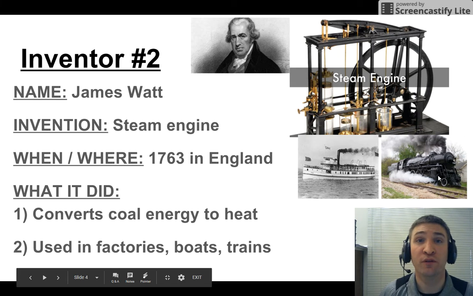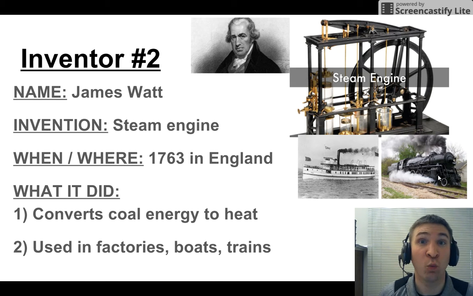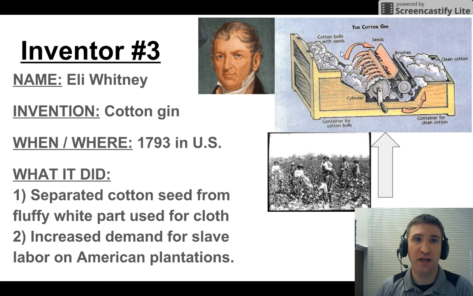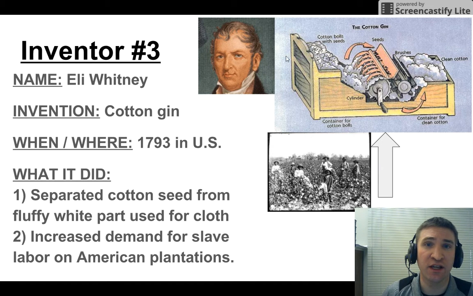Inventor number three. Here he is. His name, Eli Whitney. The invention, the cotton gin. When was it invented? 1793. Where? In the United States. What it did. This cotton gin separated the cotton seed from the fluffy white part of the cotton plant that was used for the making of cloth.